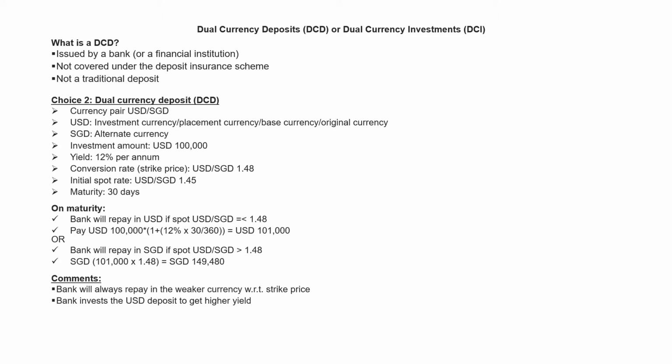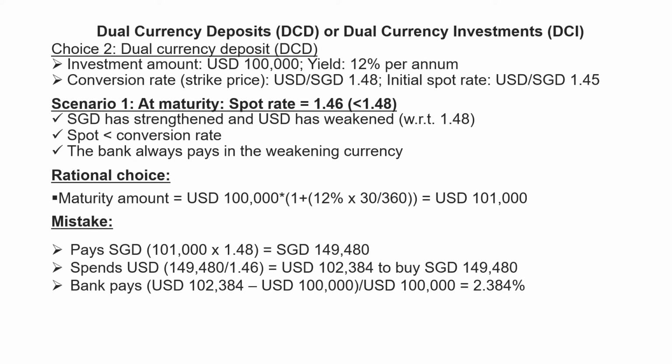Let's look at scenario 1 for this dual currency deposit. Suppose the spot rate at maturity is 1.46. Now, the bank will pay US dollar 101,000. There will be no conversion because the conversion will not make sense to the bank. Note that the bank has the discretion to still pay the equivalent of USD 101,000 in SGD at the conversion rate of 1.48, which is basically 149,480, but it will not choose to do so in such a scenario.